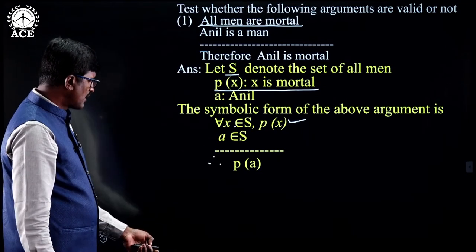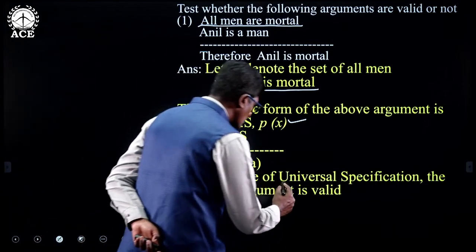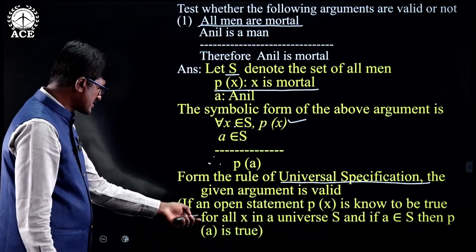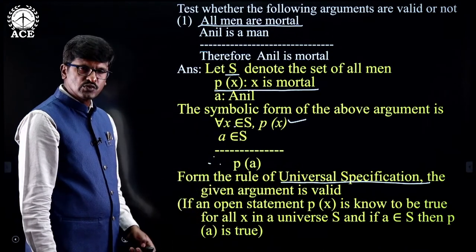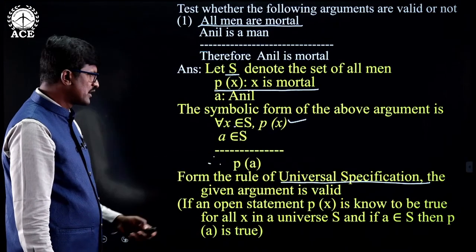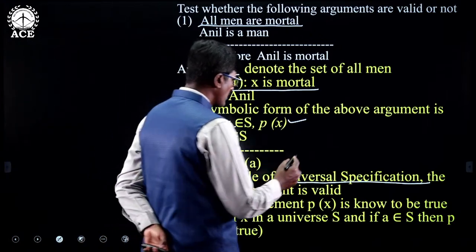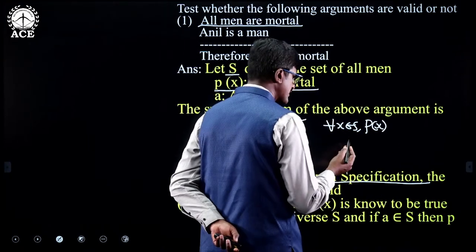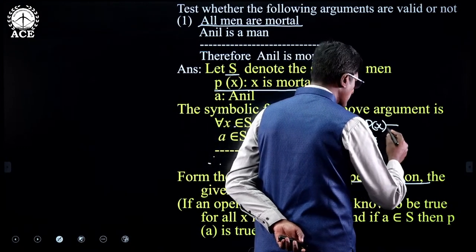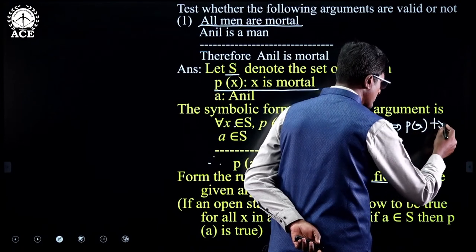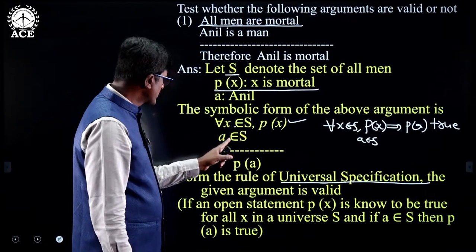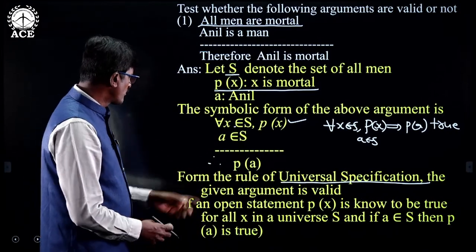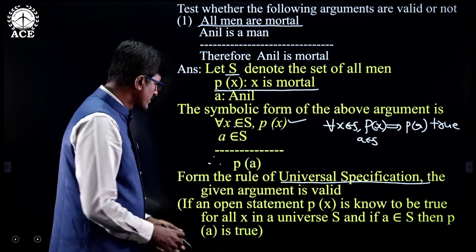If you observe this, we must recollect one of the formulas, that is the rule of universal specification. The rule of universal specification says that if an open statement P of x is known to be true for all values of x and A is one element in the universe, then P of A is also true. Which means if for all x belongs to S, P of x is true and A belongs to S, then P of A must be true. The symbolic form of the argument they have given is the statement of the rule of universal specification. So for all x belongs to S, P of x, and A belongs to S, therefore P of A is true.